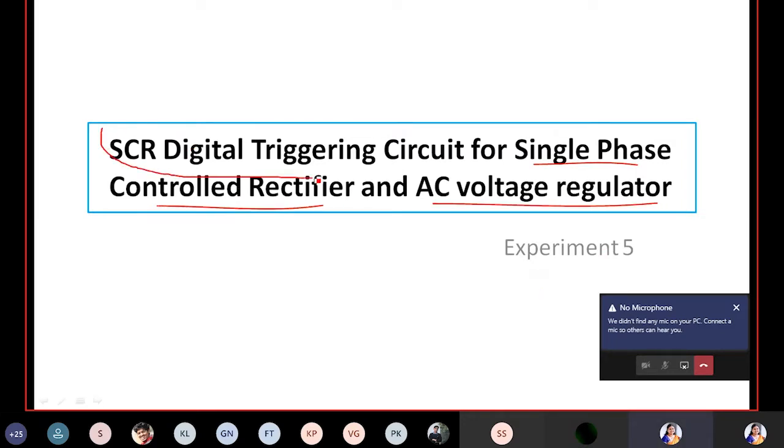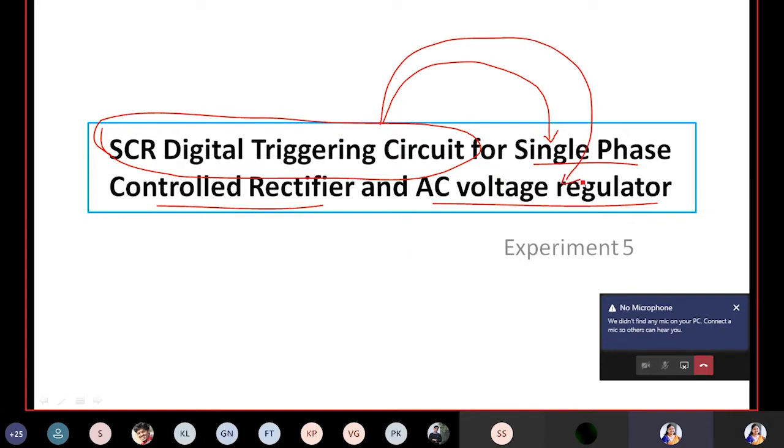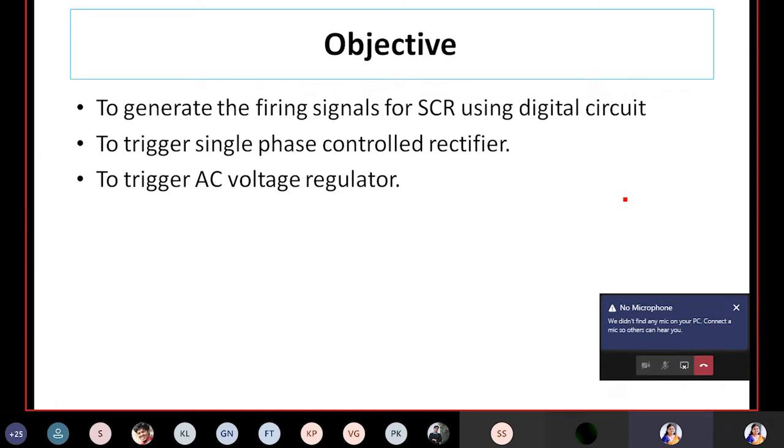So the first part, we are dealing with the control circuit. Control circuit is nothing but triggering circuit. It will generate firing pulse for the SCR. This pulse we will be giving to the SCR, which is present in single phase control rectifier as well as in AC voltage regulator. Okay, let's see the aim of the experiment.